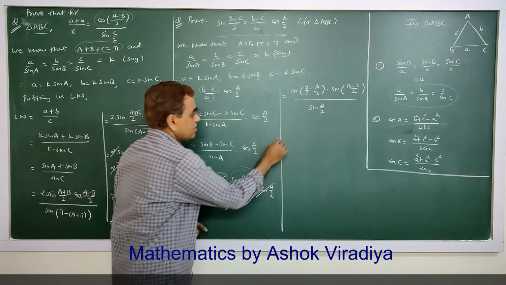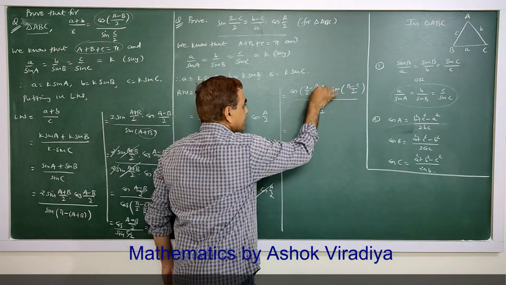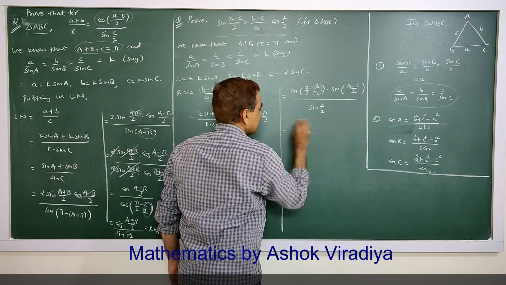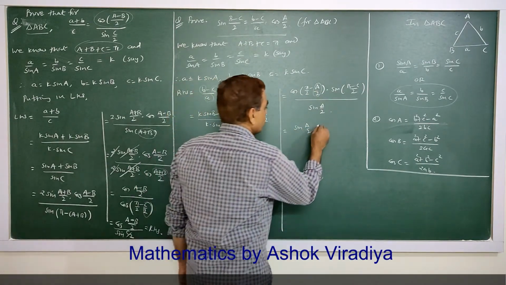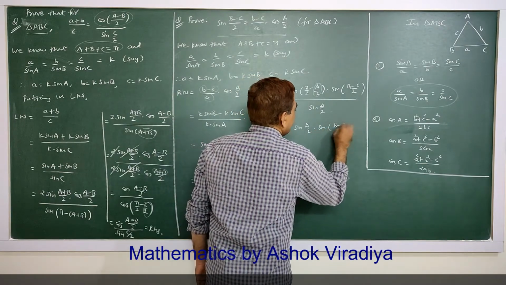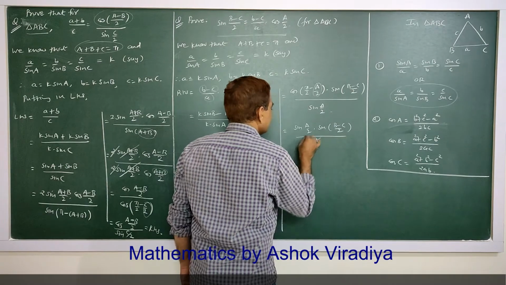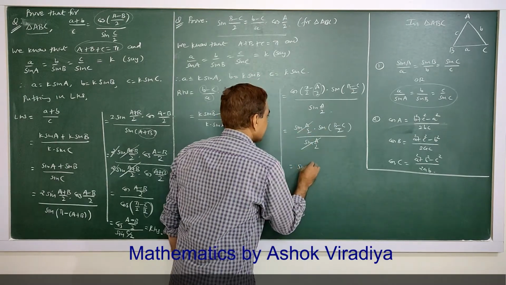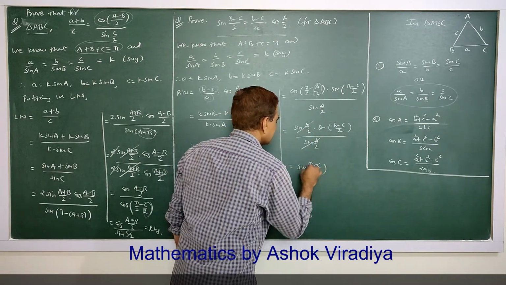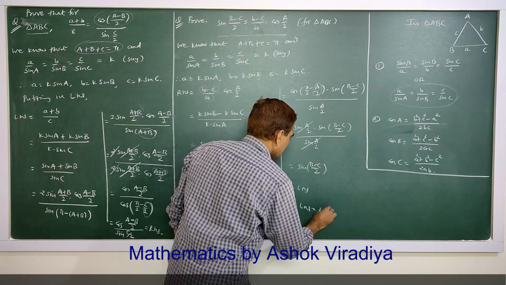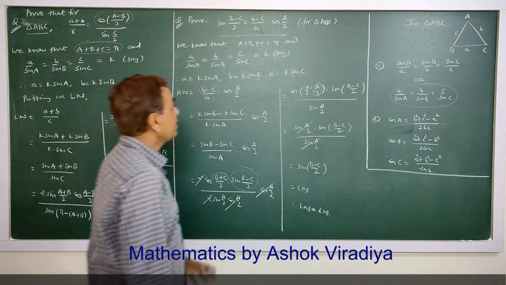And now this is cos(π/2 − θ). Cos(π/2 − θ) is sin θ, into sin((B − C)/2) upon sin(A/2). This is cancelled. So it is LHS. So LHS is equal to RHS. So the result is proved.